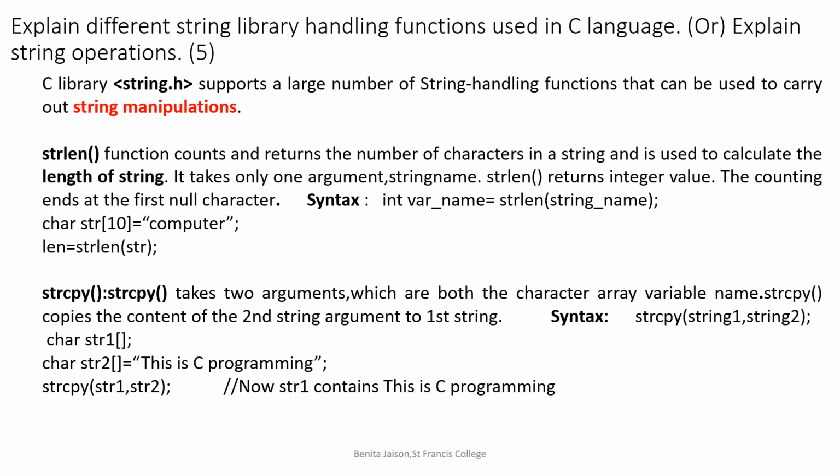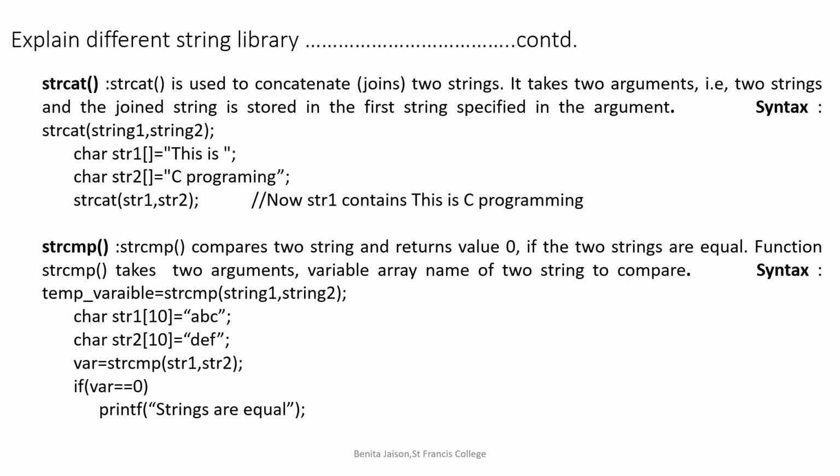copied to str1. Now, the third string function will be strcat, which is used to concatenate or to join 2 strings. This also takes 2 arguments. The 2 strings will be joined and stored in the first string, which is specified as an argument. Suppose we are using strcat with the 2 arguments str1 and str2, and suppose here in this example str1 is initialized to "This is", and str2 is initialized to "C programming", using the string concatenation function, that is strcat. It's not strcon, it is strcat, with the 2 arguments str1 and str2.